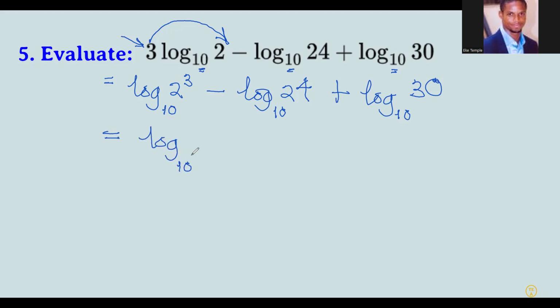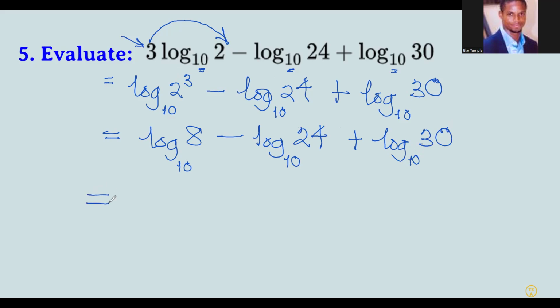Log base 10. 2 to the power 3 is actually 8, multiplying 2 by itself 3 times. And we have minus log base 10 of 24. Finally, plus log base 10 of 30. Now, combination. Remember the combination pattern. Log to base 10 will be taken because all of them have log to base 10, as you can see. The first thing you want to write is that same base, log to base 10.